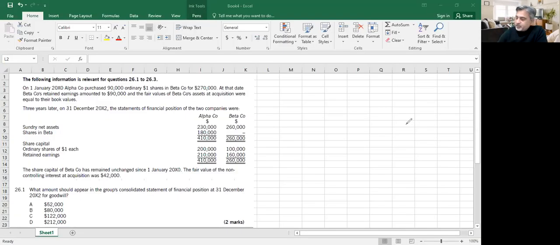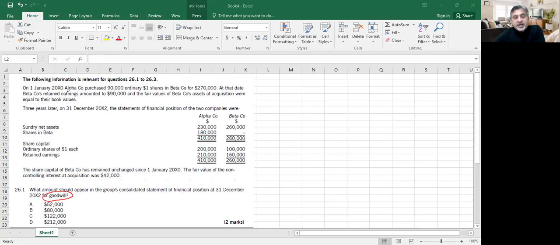We start with these very basic questions. We spent some good time on introduction and basics. And we are going to calculate the same thing first, the goodwill, which we just finished discussing.